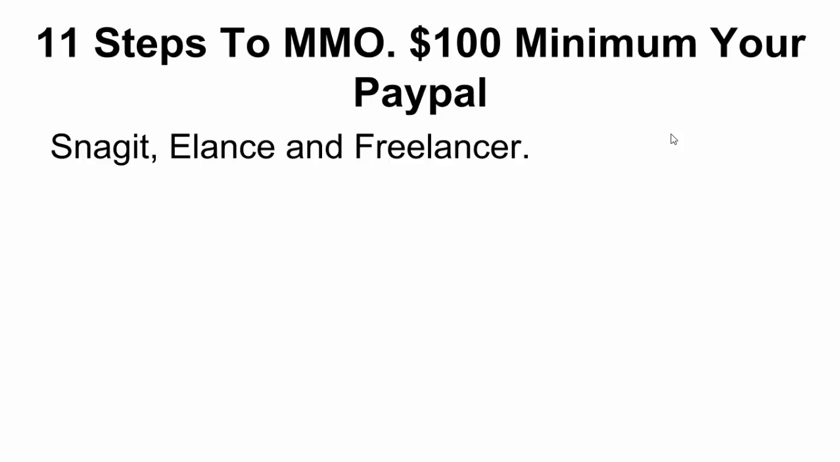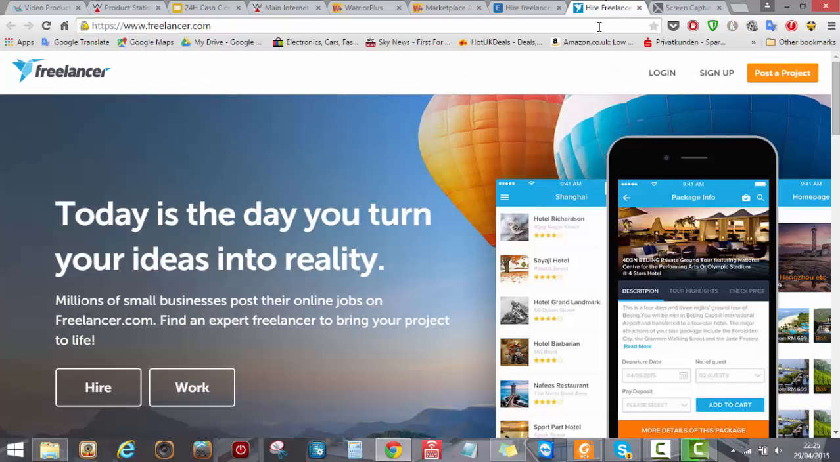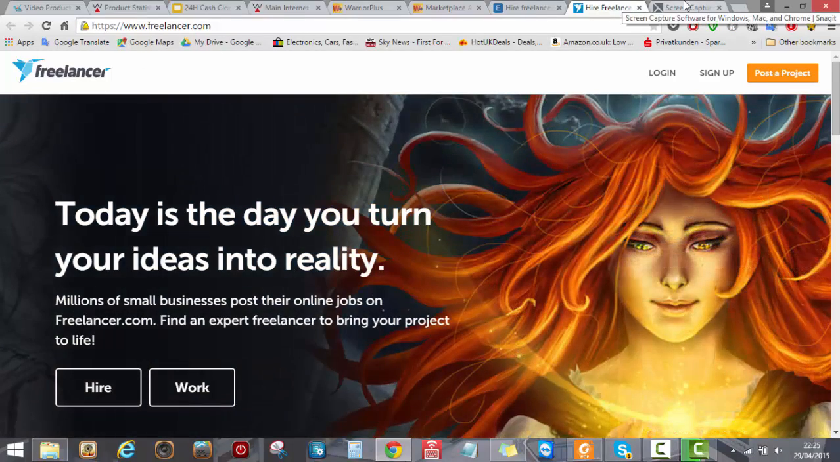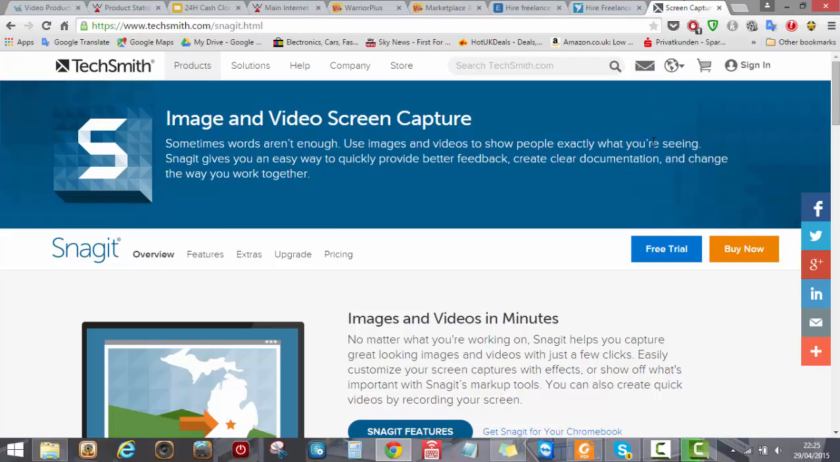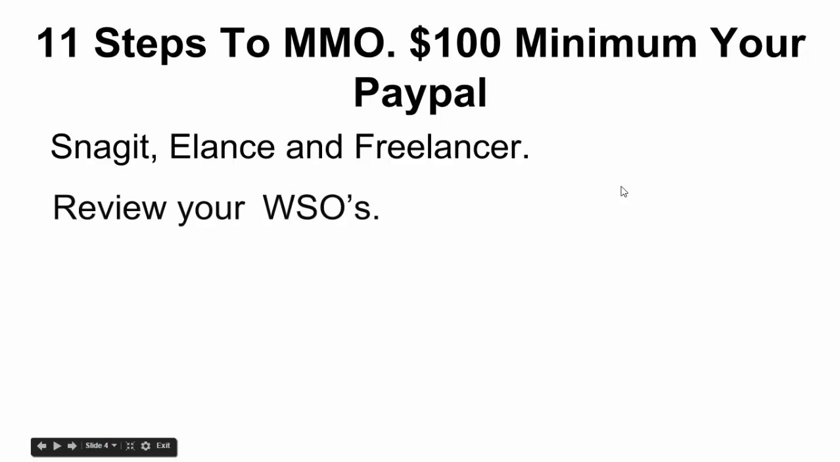So the next stage is Snagit, Elance, and Freelancer. In order to create our WSOs, there are some accounts that you're going to need. One of those accounts is an account at Elance, where we can outsource various parts of the WSO. You'll also need one at Freelancer, and for taking screenshots, I recommend Snagit.